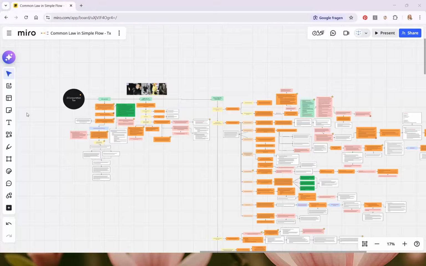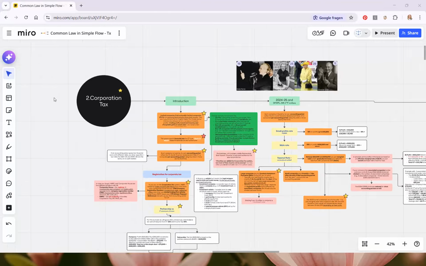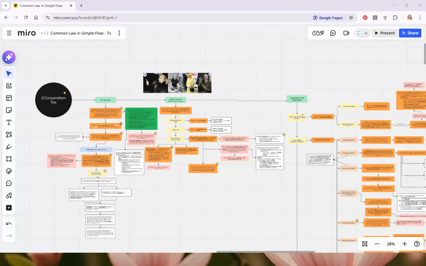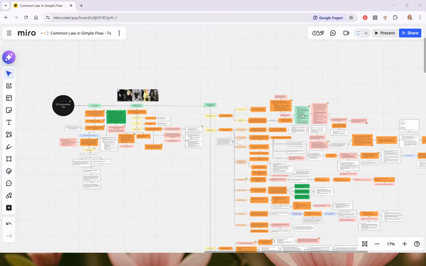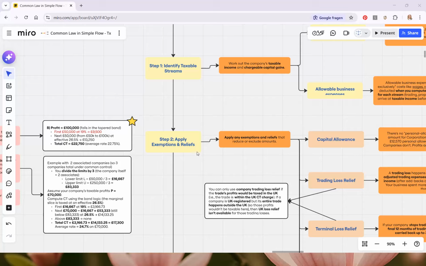In this video, we're continuing our topic corporation tax, and this is our second part. In the first part, we discussed the first two steps of the calculation. We discussed what corporation tax is, and now we will continue our steps of the calculation, and we will start this video with step 2. In the second step, we are applying the exceptions and reliefs.